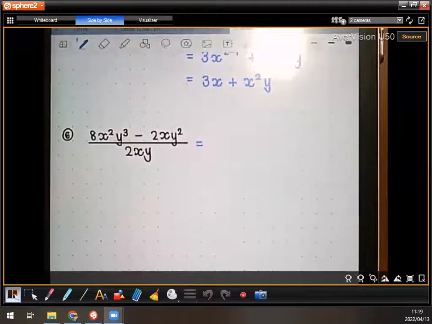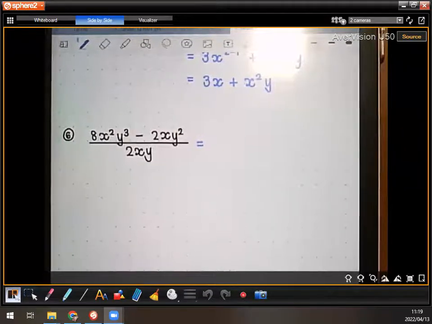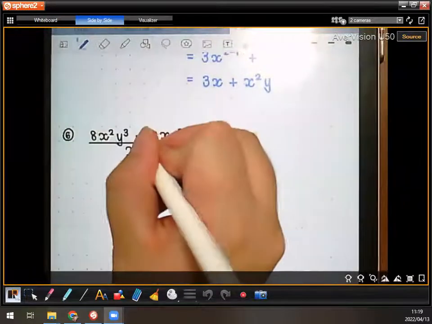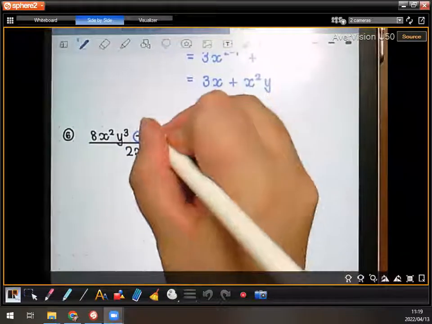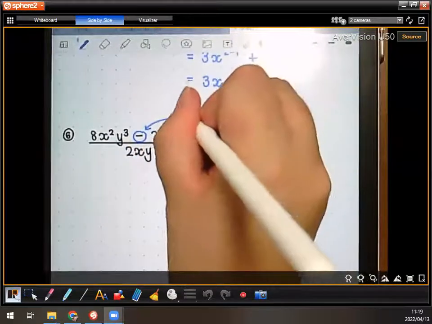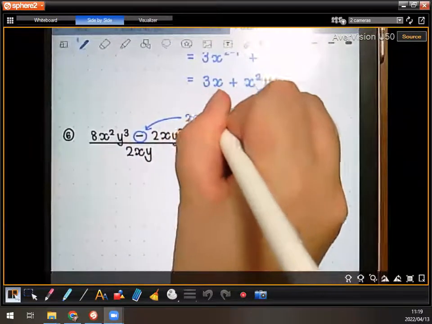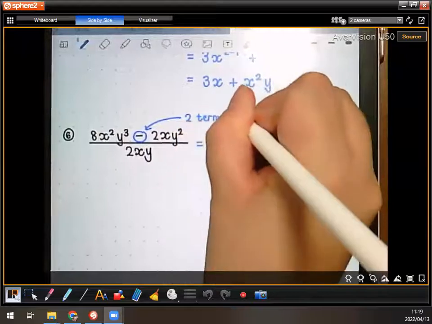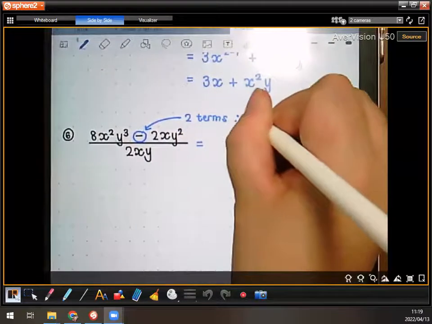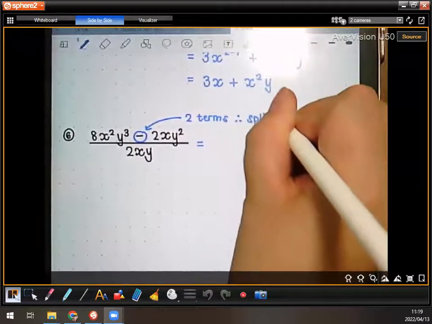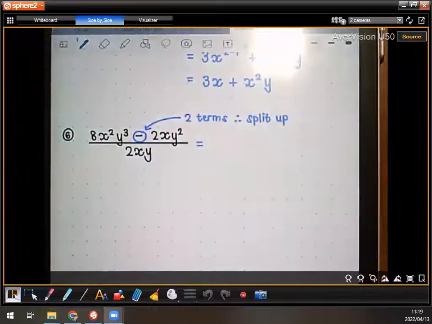How many terms do I have at the top now? 2 again, right? Because of that minus there. Okay, so 2 terms. I'm just going to write it again because it is important. 2 terms. So therefore, split up. Split fraction up. Okay, but I'm just going to write split up. You guys know what that means by now. So we're going to take each term separately over that denominator.